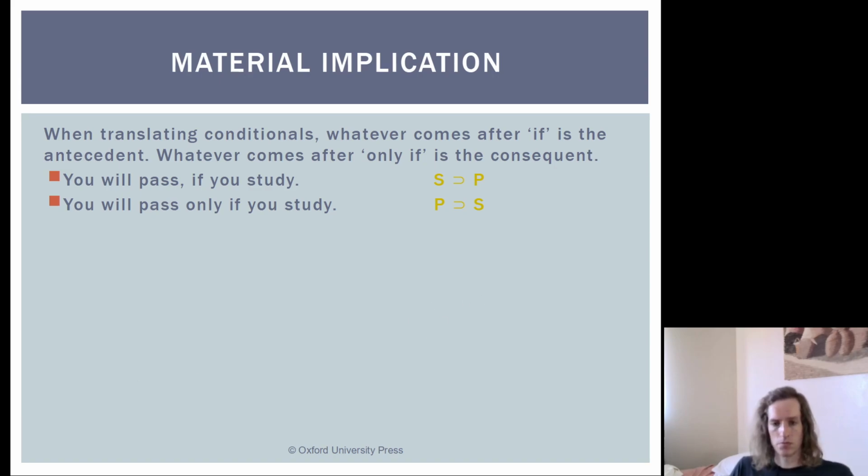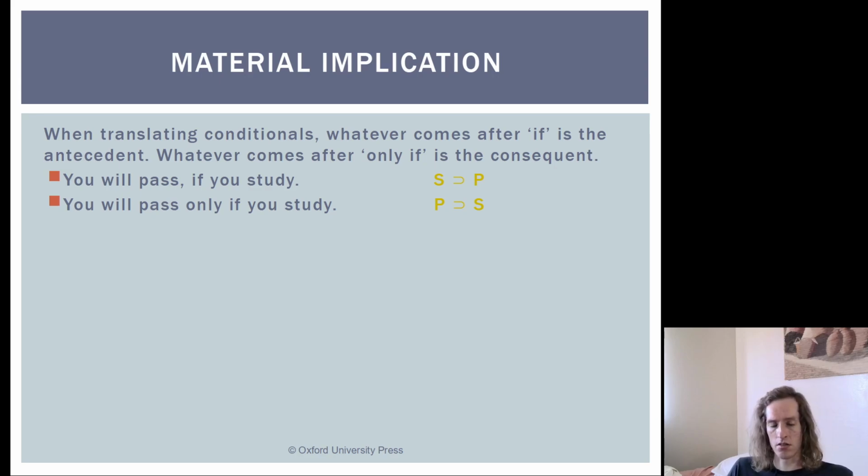So when we're talking about, for example, primary colors, I can say if something is red, then it is a primary color. I can't say only if something is red, then it is a primary color, because there's other ways in which it could be a primary color. So let's look at these two examples. So the first is you will pass if you study.